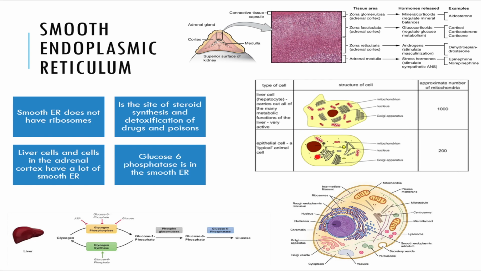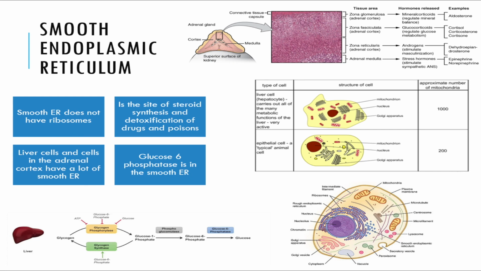And so let's take a look over here. This image shows you how different cells have different components. So in this example, the liver cells have more mitochondria than epithelial cells. So the same thing applies to smooth ER. Certain cells in our body are more involved in detoxification of drugs and poisons, as well as storage of calcium ions or steroid synthesis. So these cells are more likely to have more smooth ER.